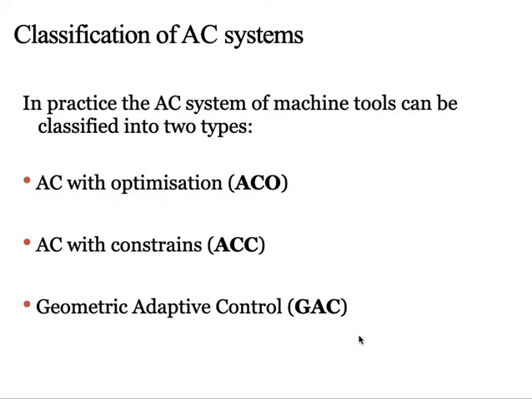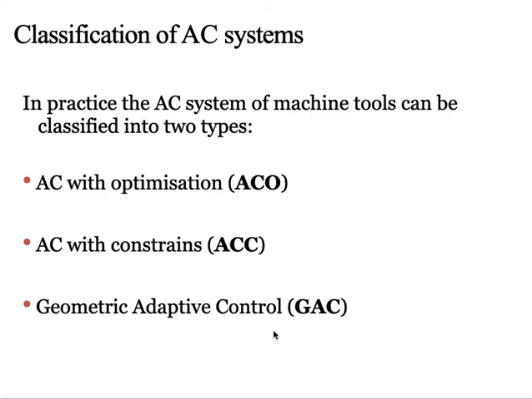If you see the classification of adaptive control systems, they are classified into two types. Mainly here there are three, and this one is geometric adaptive control, a kind of different parameter. We are considering types here, but basically there are two types: adaptive control with constraints, that is adaptive control constraints, and adaptive control optimization. And this is one, geometric adaptive control.